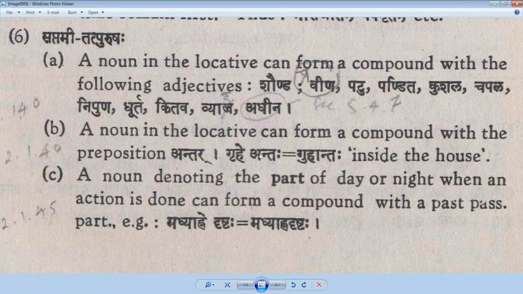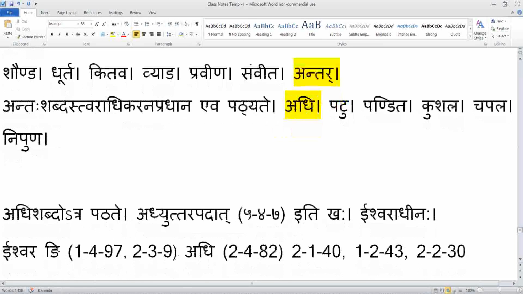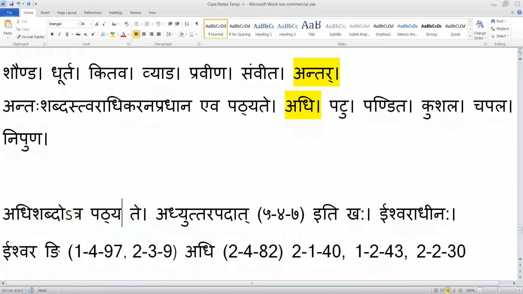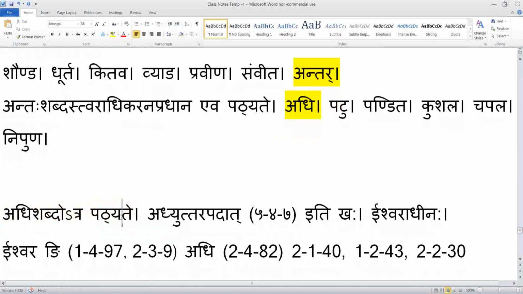So let's look at this word Adhina first. What is happening over there? This is the Kaumudi: adhishabdo atra pachyate. The word adhi is listed in this ganaha. It's adhishabdo atra pachyate. That is what happens when the word adhi is used.